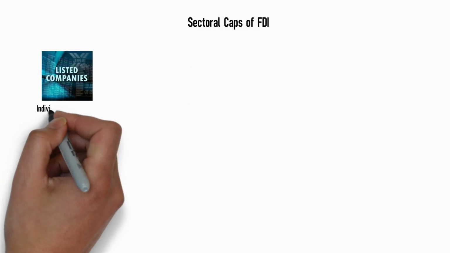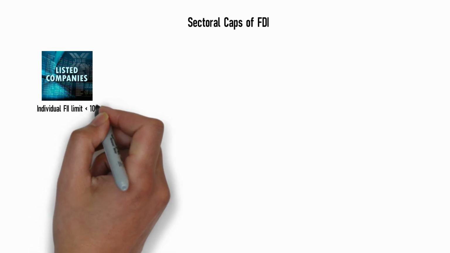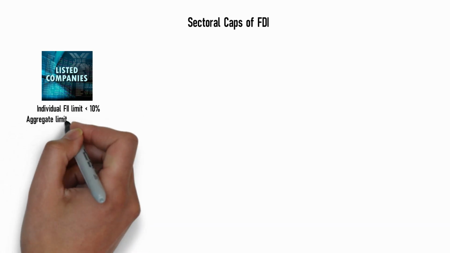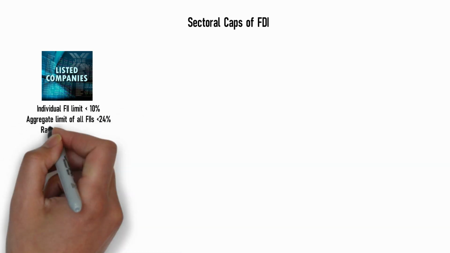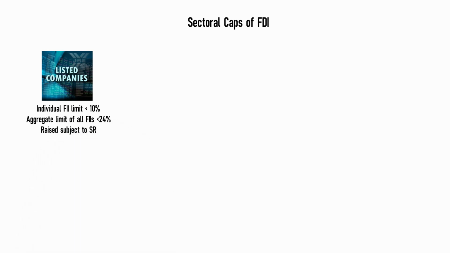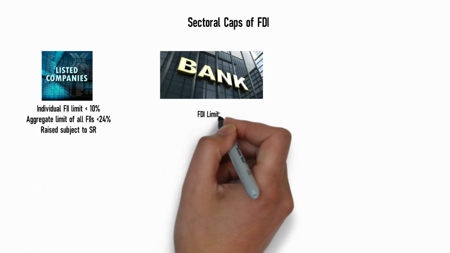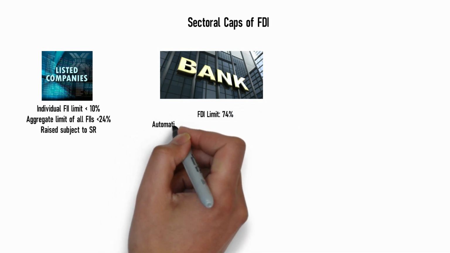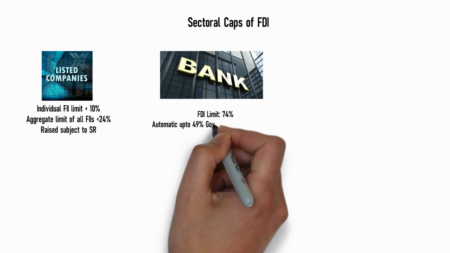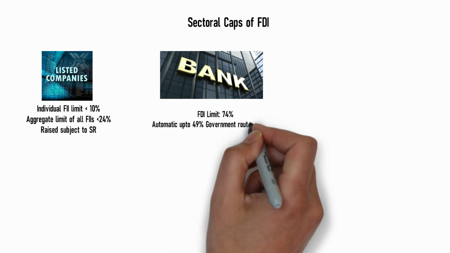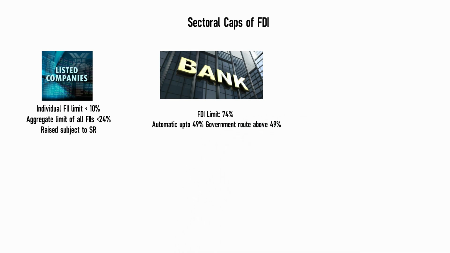Sectoral caps. For listed companies, the individual foreign institutional investor limit is 10% and the aggregate level of all FII is 24%, above which a special resolution has to be taken. For private banks, the FDI limit is 74%, but investment below 49% is under the automatic route, and above 49% up to 74% approval from the government has to be taken. Let me apprise you, in HDFC Limited, FII holds approximately 72% of the total shares.